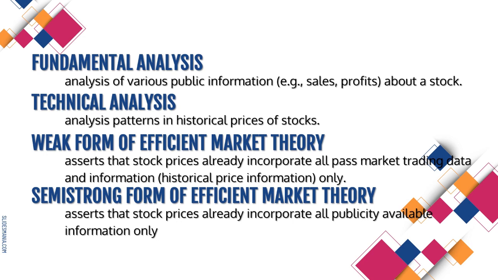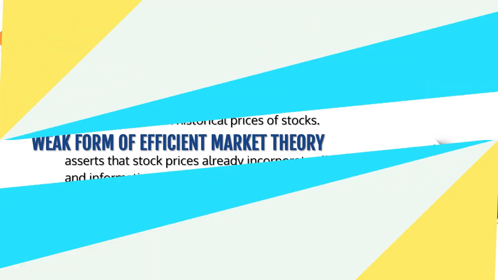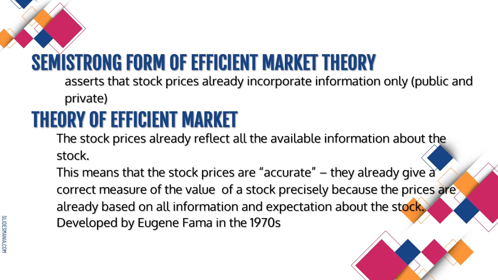Semi-strong form of efficient market theory: it asserts the stock prices already incorporate all publicly available information. Strong form of efficient market theory: it asserts the stock prices already incorporate all information, both public and private.